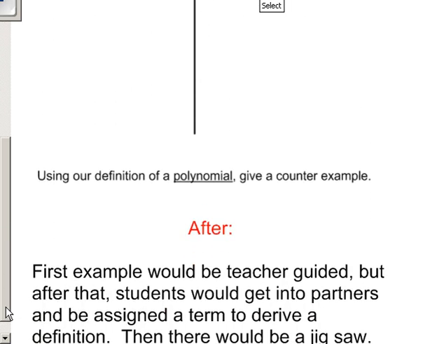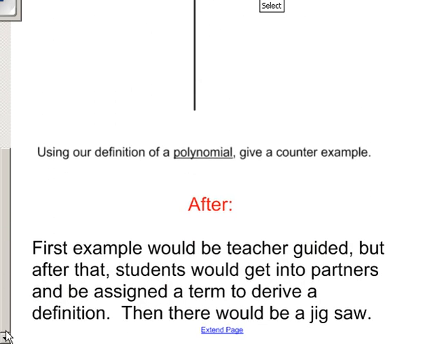So the way it was changed is make it more student directed. So the first example would be teacher guided, but after that, students would get into partners and be assigned a term to derive a definition. Then there would be a jigsaw. So it kind of gets the students maybe up around, moving into groups. You can kind of go a bunch of different ways with this. Depends on the class, I guess, how you would want to do that. But we just feel it'd be better just to get more students' involvement within the questions.